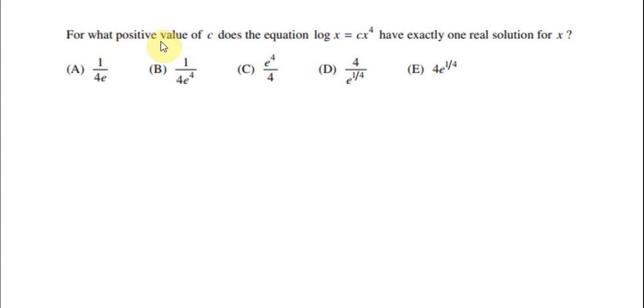For what positive value of c does the equation logarithm base e of s equals c s power 4 have exactly one real solution for s? So we have the equation in here. So we divide both sides by s power 4 in here.